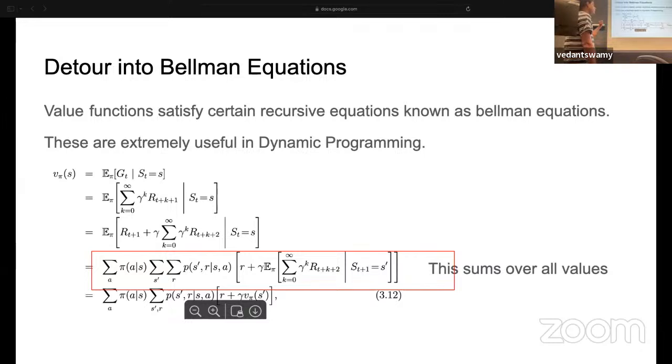These value functions satisfy something pretty interesting known as the Bellman equations, and these are extremely useful in dynamic programming. Like I said, we went from this guy to this guy, then to this guy right here, then to this guy. To get this, all we have to do is take out one term, R t plus 1, put k equals 0, remove this guy, and then we have the remaining terms.